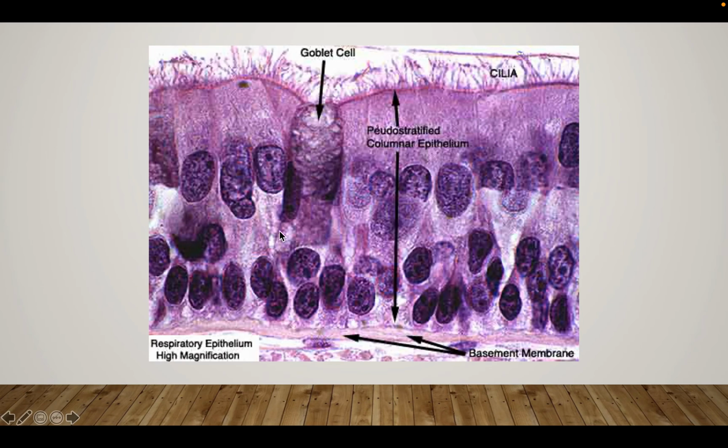So here's a micrograph of our ciliated pseudostratified columnar epithelium. Again, we see our nuclei that are staggered. All the cells still touch the basement membrane down here. You see a mucus-producing goblet cell in the middle, and you can see your cilia on top. As this goblet cell secretes mucus, it secretes it onto the surface, and the cilia are contained within it. That mucus will trap any foreign debris, dust particles, anything like that. And then those cilia will beat rhythmically and move it up toward the pharynx.